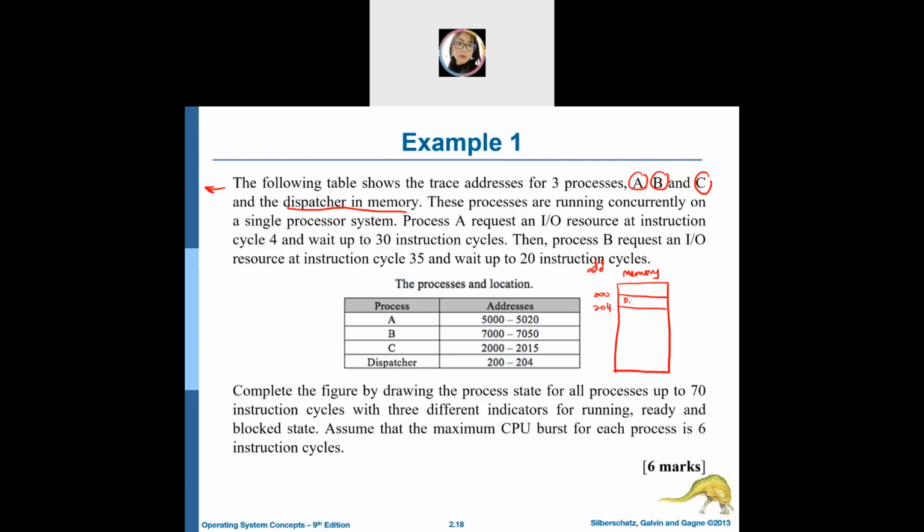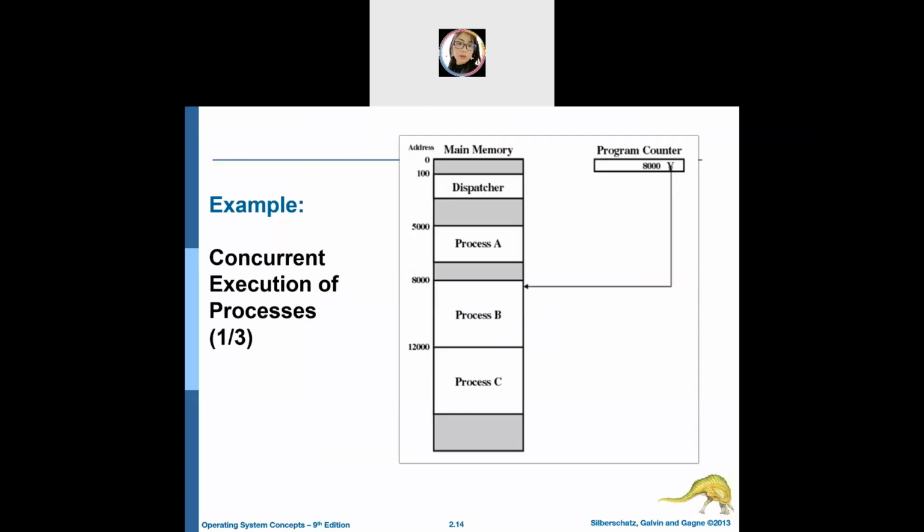So this is our dispatcher. Next, we have C. C starts first, at 2000 until 2015, program C. At 5000 and 5020, we have A. And lastly, we have 2000 until 2050, which is our B. So this is the first thing that you need to do if you were given this kind of example scenario.